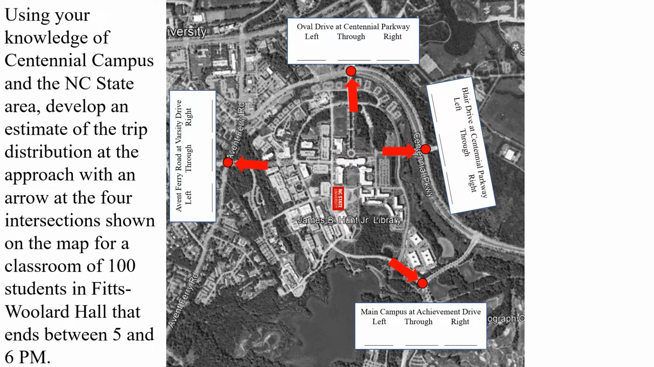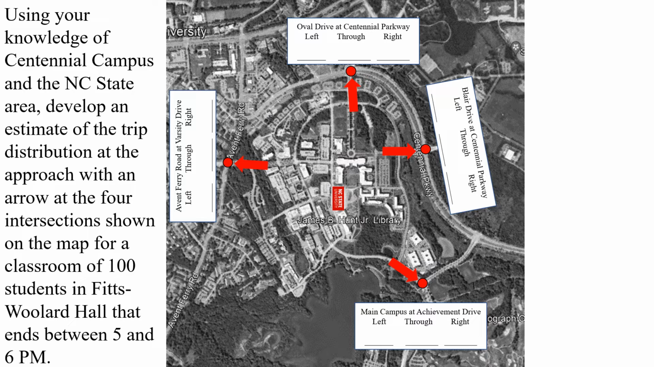So in this example, we're told to use our knowledge of Centennial Campus. This is the Centennial Campus of North Carolina State University and the surrounding area. Develop an estimate of the trip distribution at each of the four intersections shown, and specifically the approaches shown.